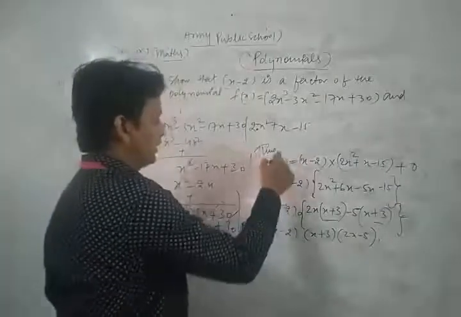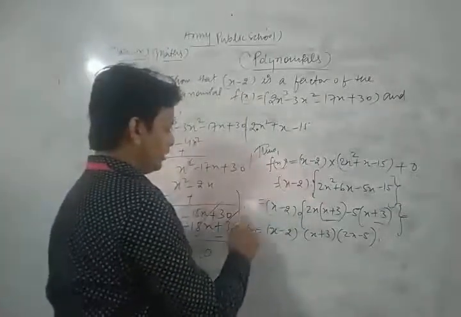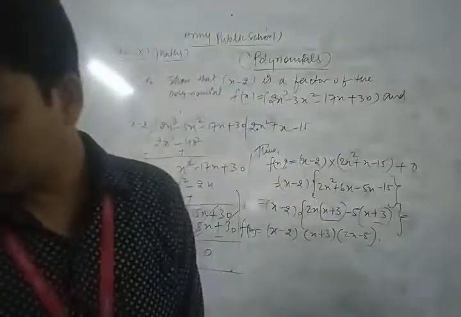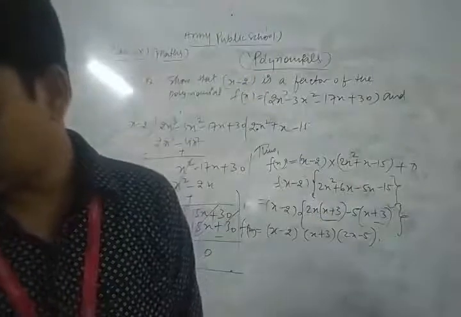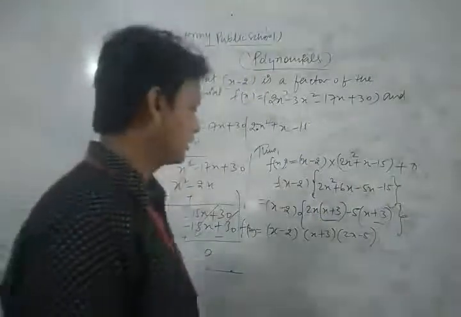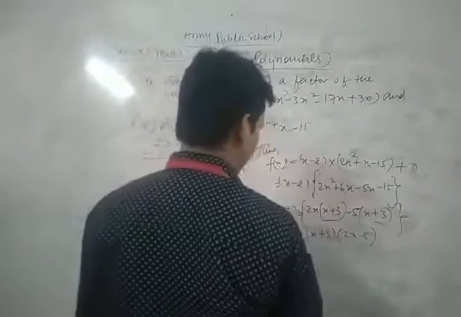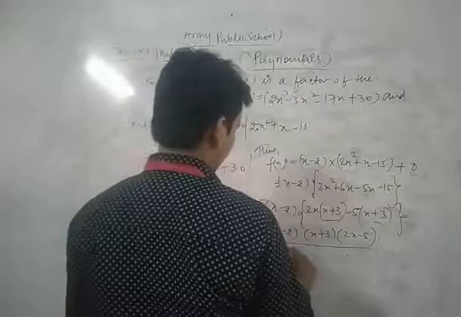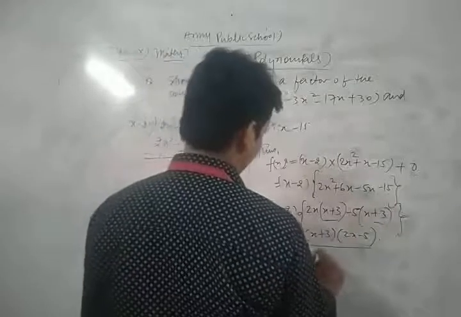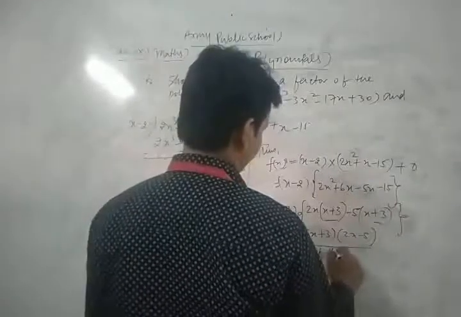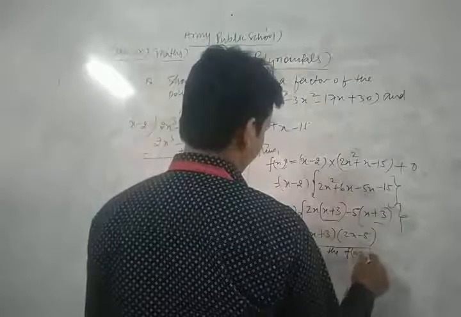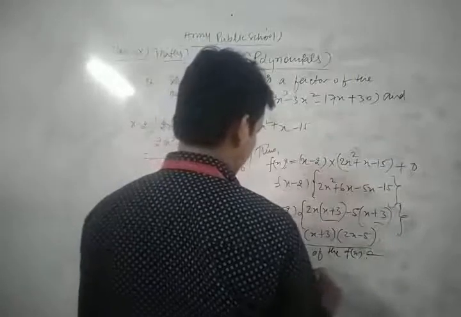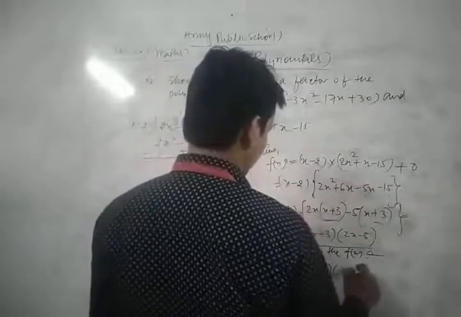Now in this way we factorize the given polynomial f(x). So in this way we can say that the factors of the polynomial f(x) are x minus 2, x plus 3 and 2x minus 5.